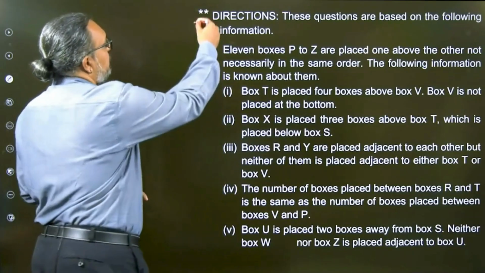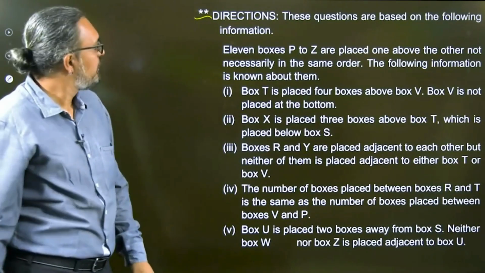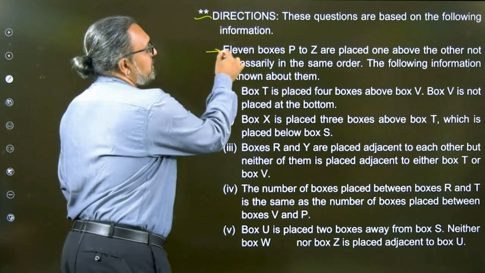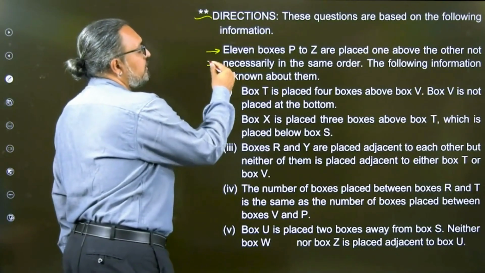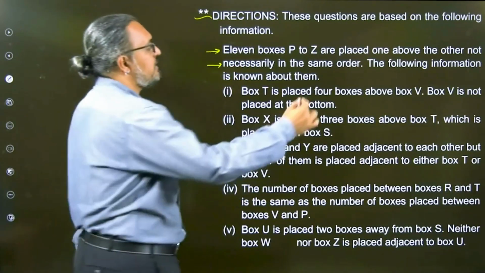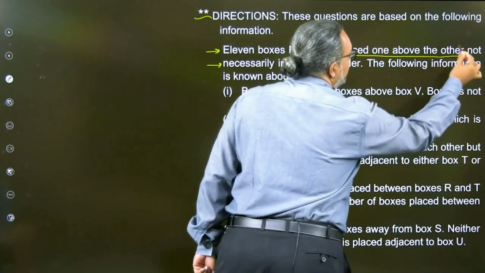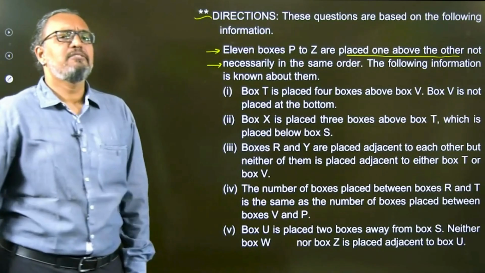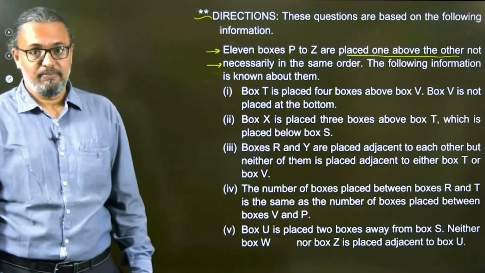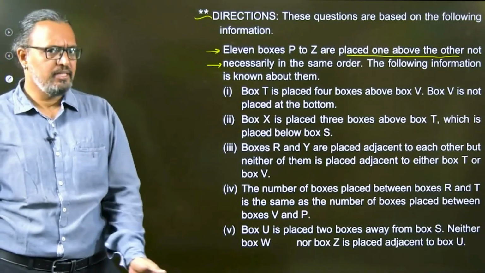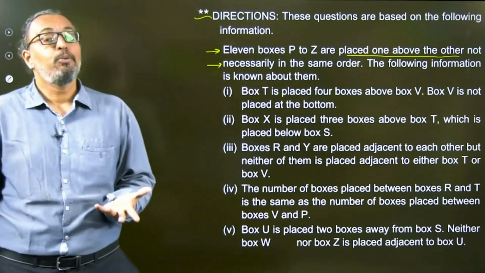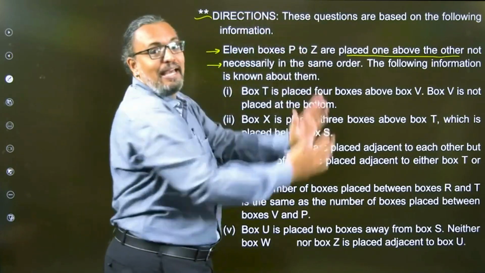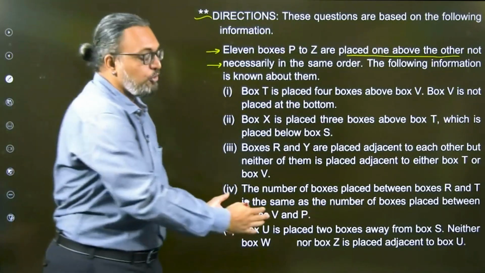And the next is again a previously given bank exam question. Now, he says 11 boxes P to Z are placed one above the other, not necessarily in the same order. See, he says placed one above the other. Sometimes he will say stacked one above the other, arranged one above the other. The meaning is the same. So, when he says like that, where are you going to place the first box? Can I place it in the air? Not possible. So, where are you going to place it?